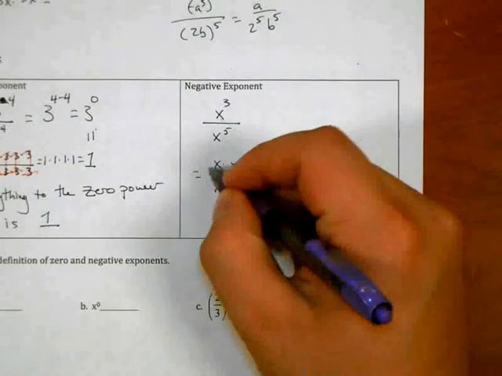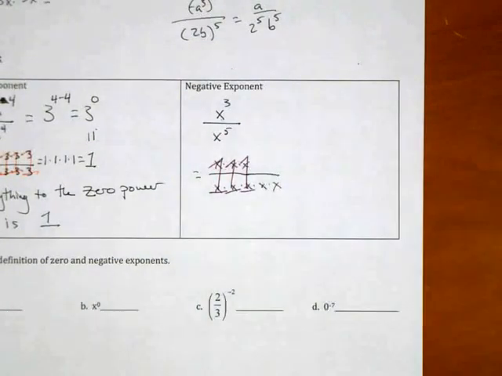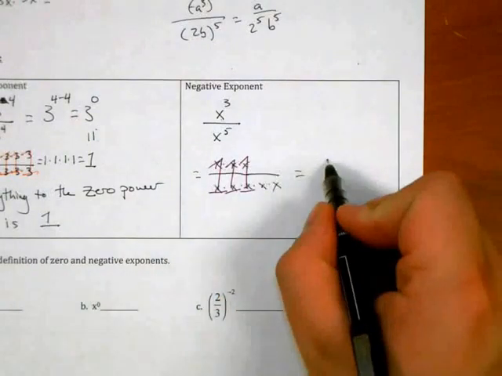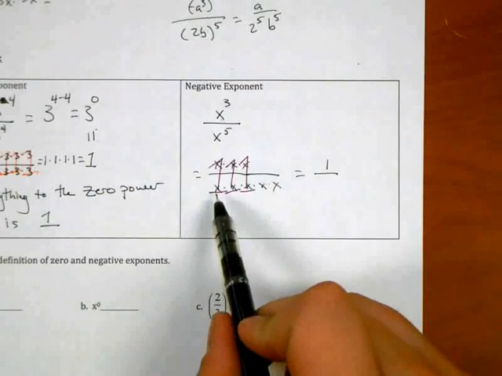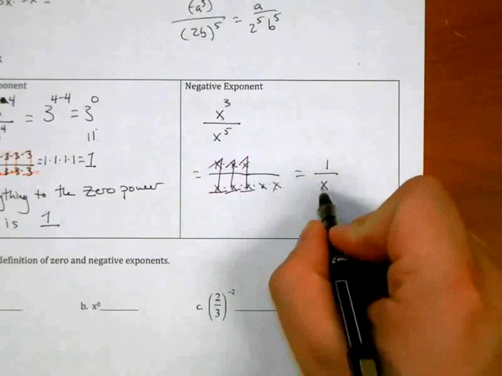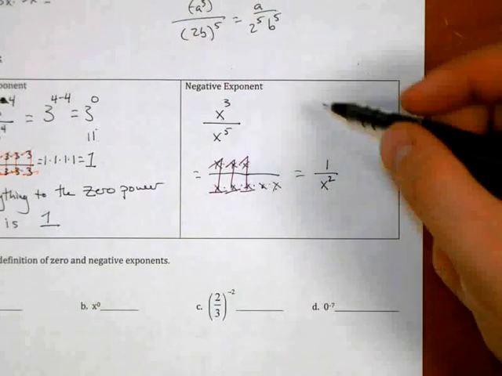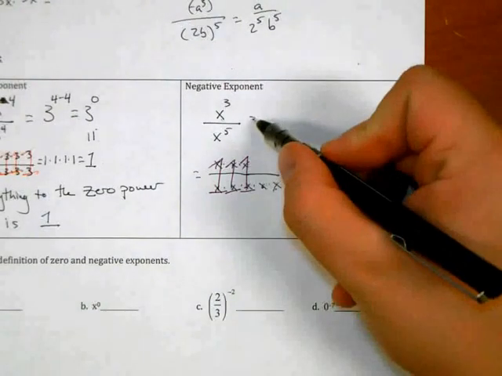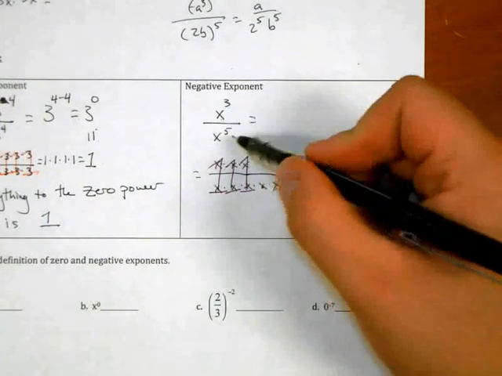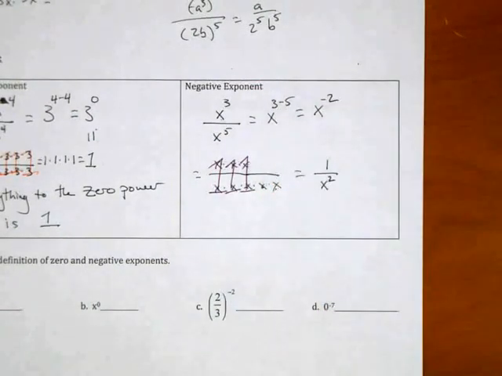And again, like before, x divided by x is 1. Something divided by itself is 1. So now what do we have? Well, we have 1 times 1 times 1 on the top, which is 1. And we have 1 times 1 times 1 times x times x, which is the same as x squared on the bottom. Okay, let's play the same trick and evaluate this using our exponent rules. Same base, division, so we'll subtract the exponents. This is x to the 3 minus 5, which is x to the negative 2.